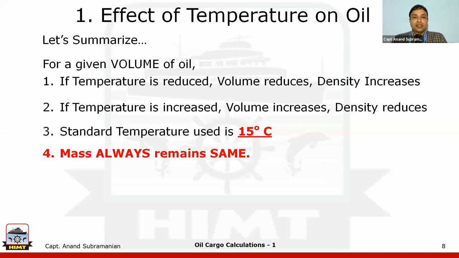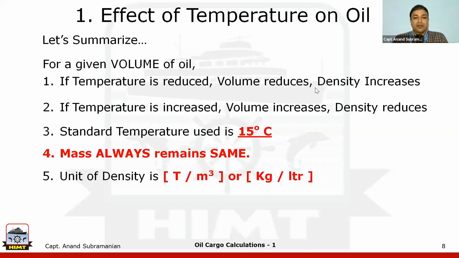There is no change in the mass at all because we are not changing anything in the mass. If the volume increases, the density reduces, and if the volume reduces, the density increases. So they both compensate each other, and that is why the mass always remains the same. The unit of density is tons per cubic meter or kg per liter.